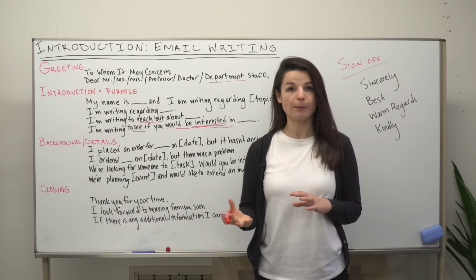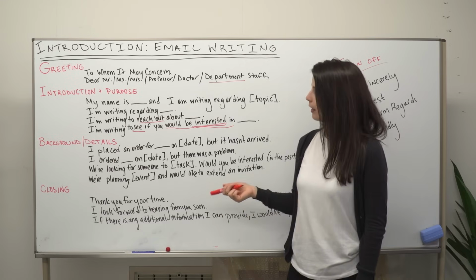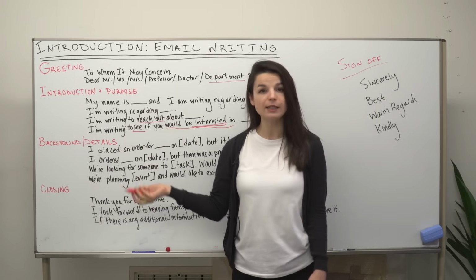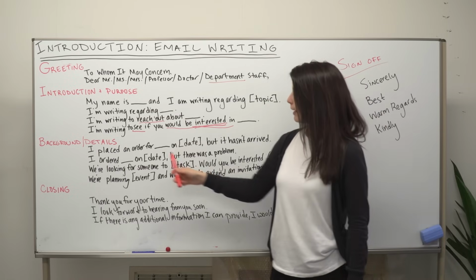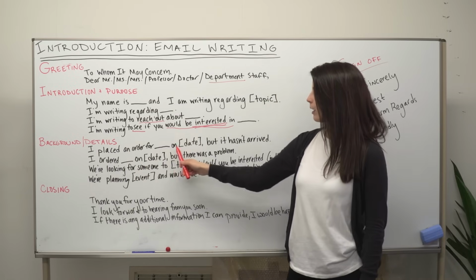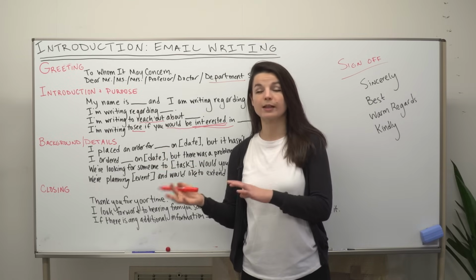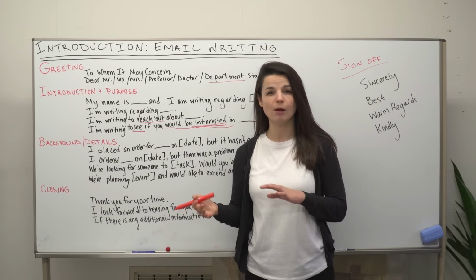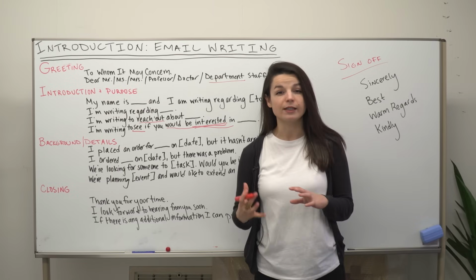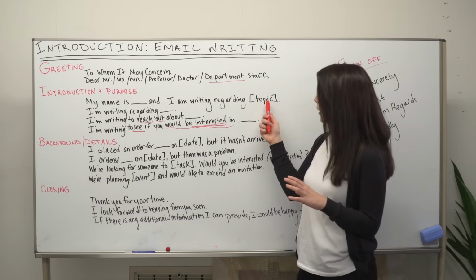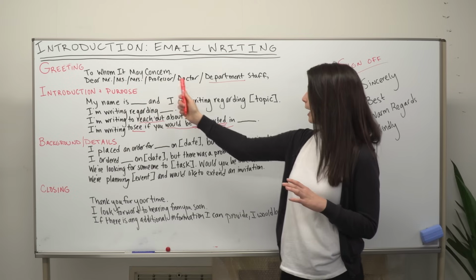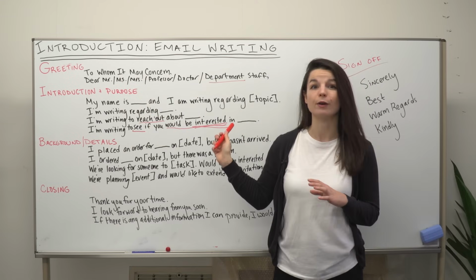about a general topic. So how do you then explain some background and some details about this point? So if you are writing regarding like a question, maybe you ordered something from the company, there was a problem, or maybe it was a service transaction, some kind of like business transaction, that's your topic. So for example, my name is Alicia and I'm writing regarding a textbook I ordered.